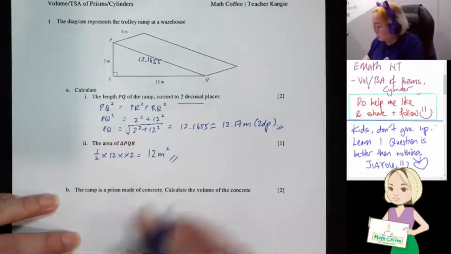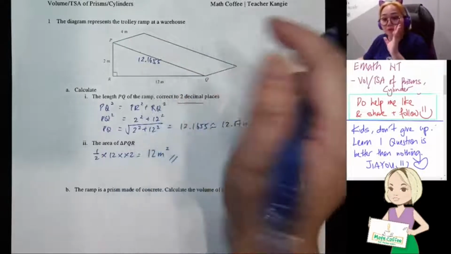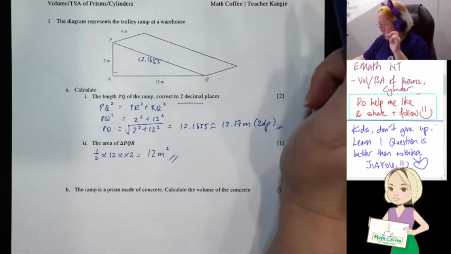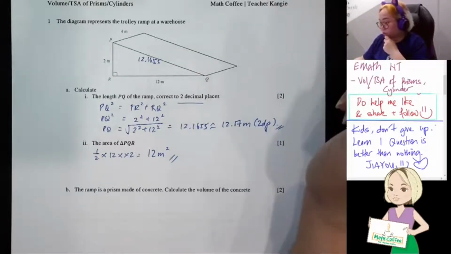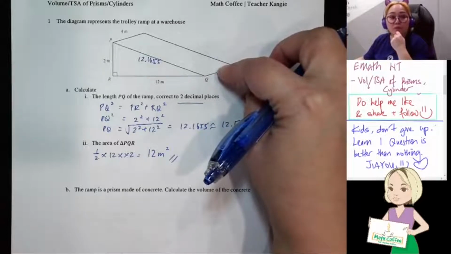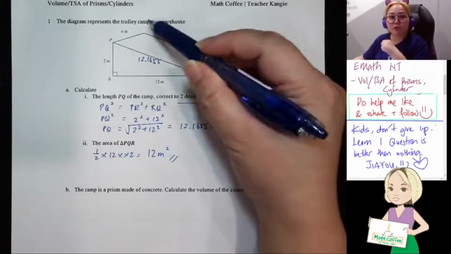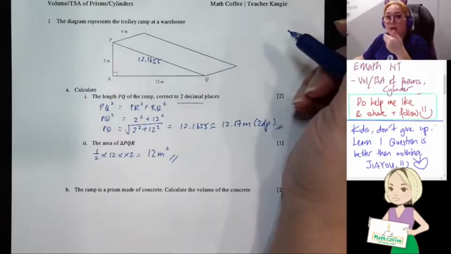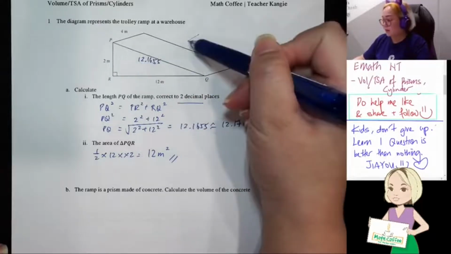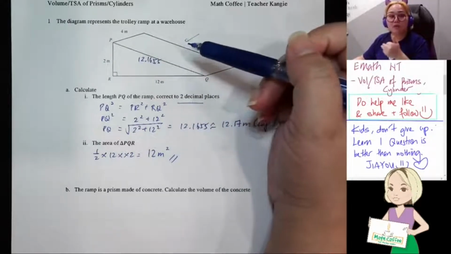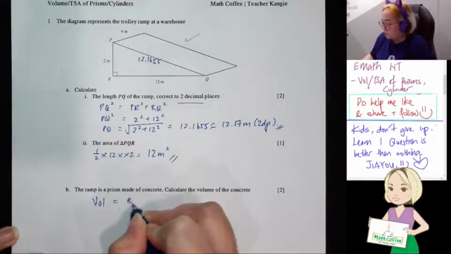Okay, the ramp is a prism made of concrete, so calculate the volume. So this is considered a prism. How do you know that it's a prism? It must have a uniform cross-sectional area. Just visualize this prism right in front of you. Although this one is a ramp, not a cake, imagine that this is a cake in front of you. You can cut out a uniform shape, which is the triangle in this case. The front and the behind are also the same shape. So the uniform cross-sectional area, which sometimes they also call the base area, will be the triangle. So volume will be equal to the base area times the height.